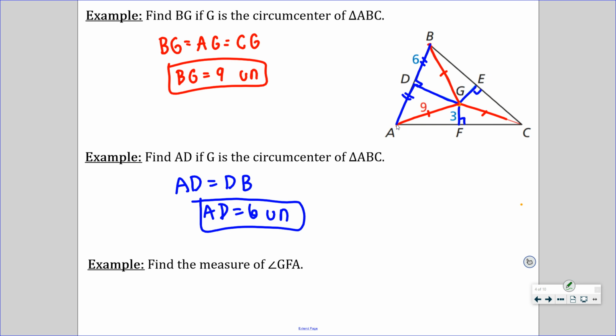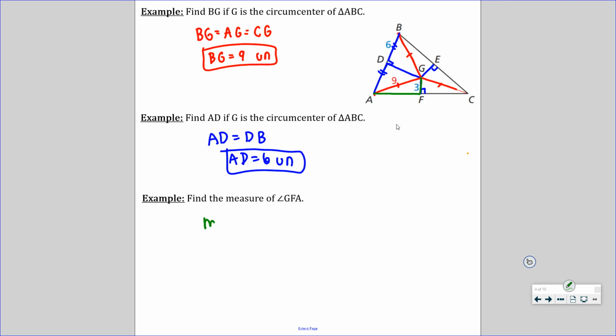Last one. Find the measure of angle GFA. This is still going with this picture. What would the measure of that angle be? 90. Why? Perpendicular. Exactly. It's a perpendicular bisector. Now I marked it on that side, but I could have done this as well. We know it's a perpendicular bisector. That's what a circumcenter is. So that's obviously going to be 90 degrees.